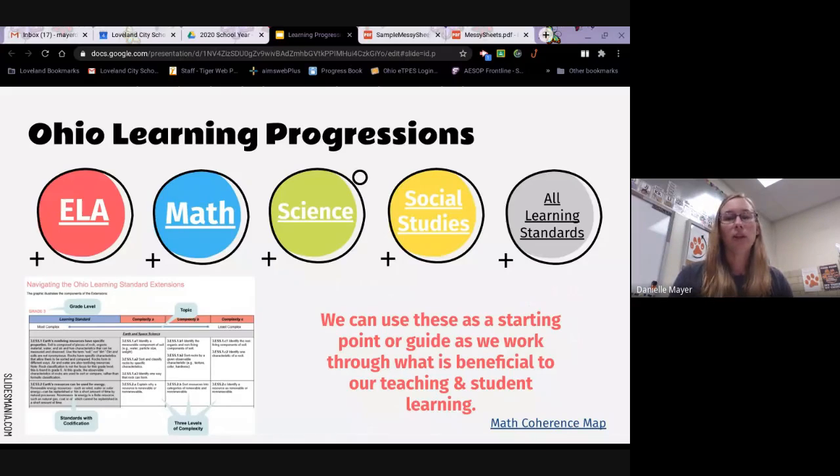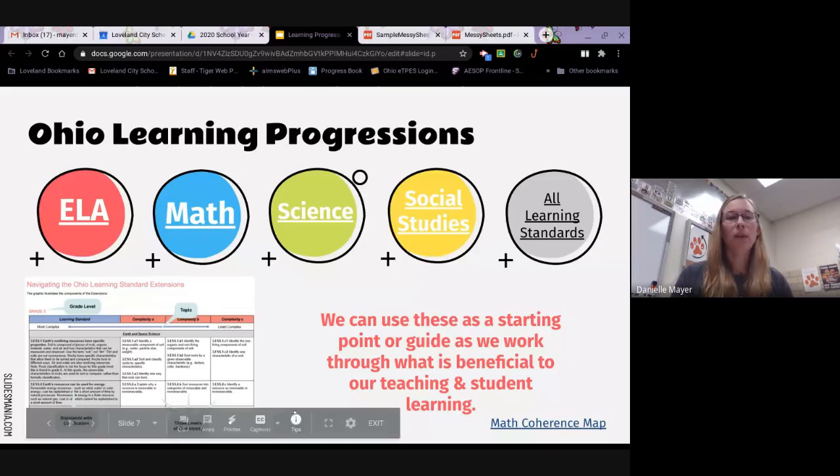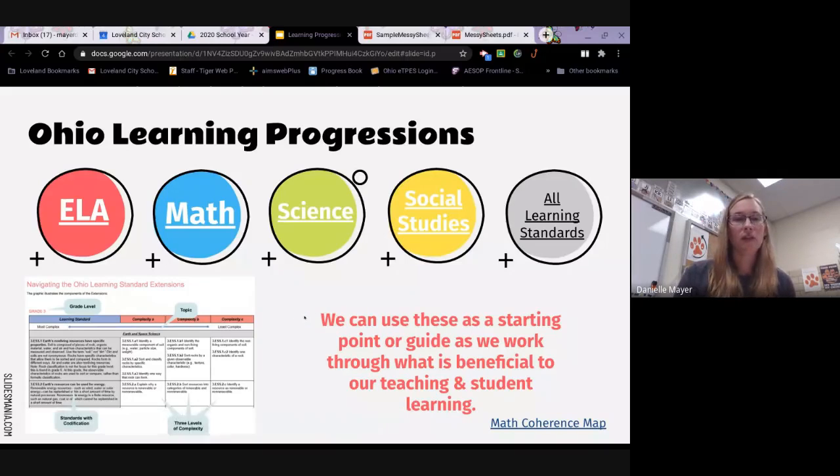So I want us to really think about picking one standard. And we can use the language and the wording of these Ohio progressions, or we can totally just come up with it on our own. And we're going to really create a continuum. We're going to create a progression for one of our standards. And so when we look at the example down here in the bottom corner, when you open these, you're going to see the learning standard, and then you're going to see that the complexity increases as you go through.